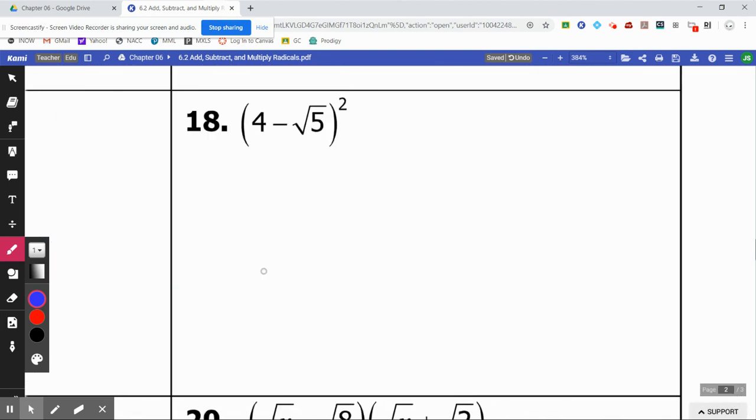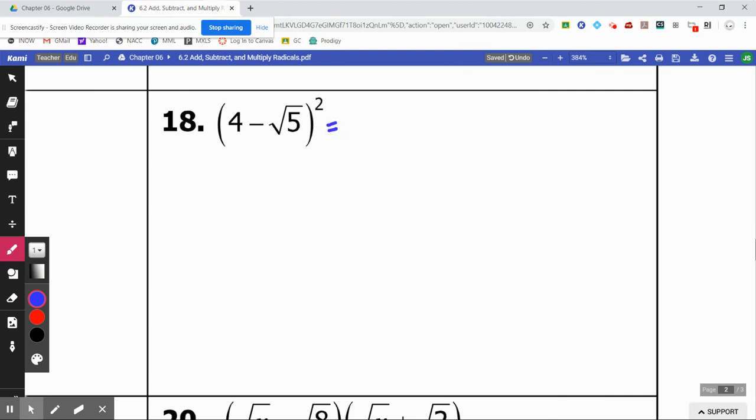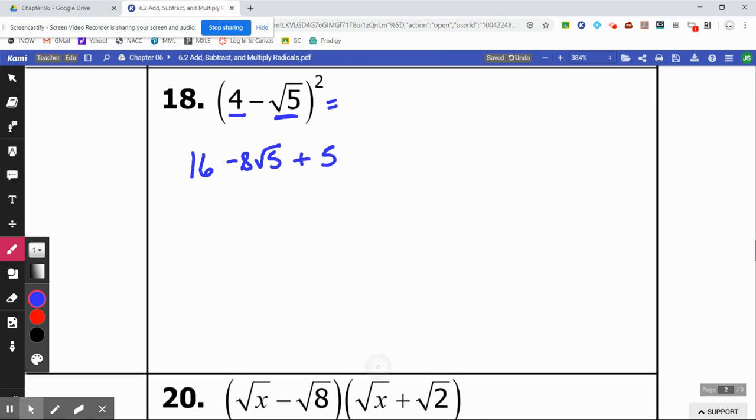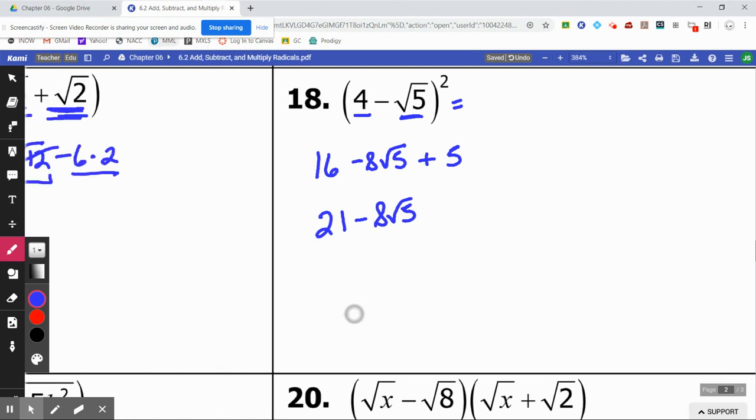Number 18. There's a shortcut for squaring a binomial. Here it is. Square the first number, multiply the two together, and double it. 4 times negative root 5 is negative 4 root 5. Double that gives you negative 8 root 5. Then multiply the last number times itself. Negative times negative is a positive. Root 5 times root 5 is 5. So there's your shortcut for squaring. Combine your like terms gives you 21 minus 8 root 5. It's great to know that shortcut.